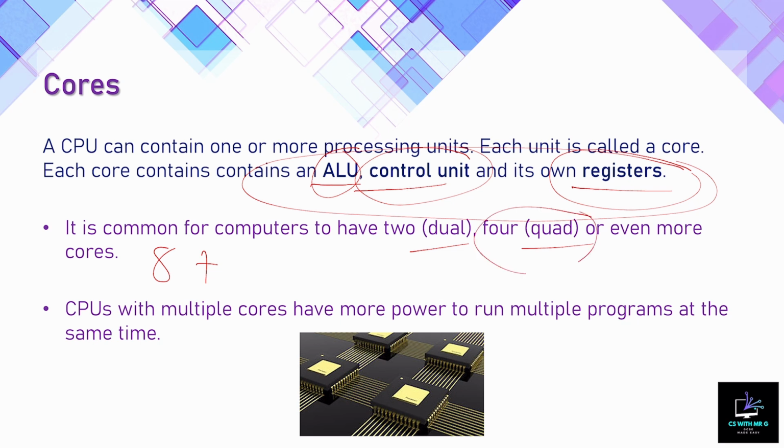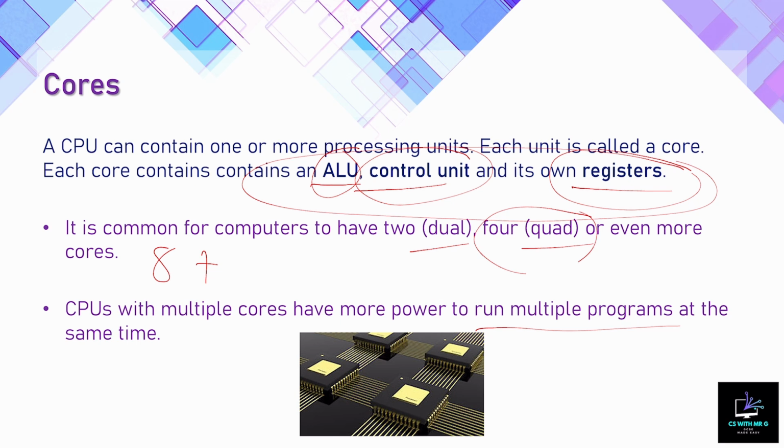So if you can imagine, if a CPU has 8 ALUs, 8 control units, and 8 sets of registers, it's able to do things simultaneously, independent of each other. So each core is able to run independently, not interfering with the other, which means you can run multiple programs, more high-end applications, and just generally increase the performance of your device. So it's very important to remember what a core contains, as well as remembering how a core affects the performance.